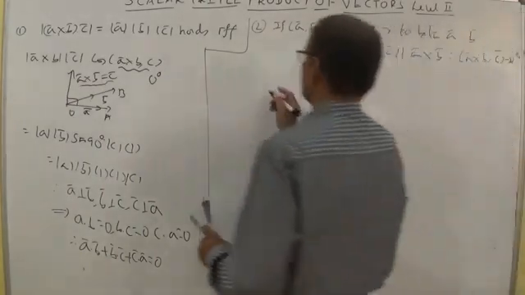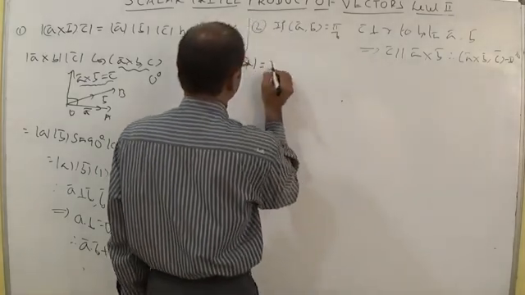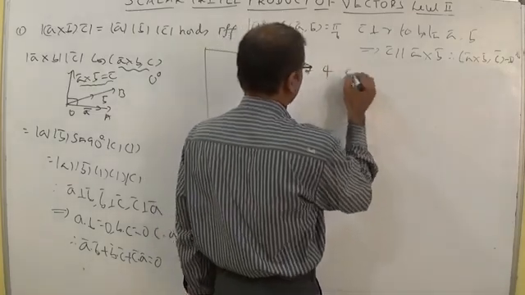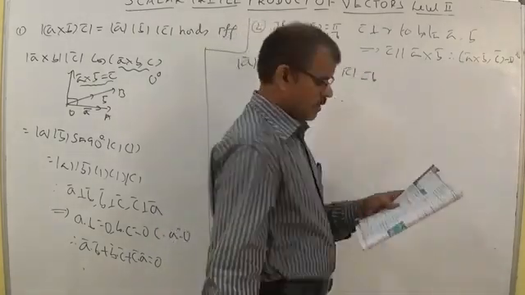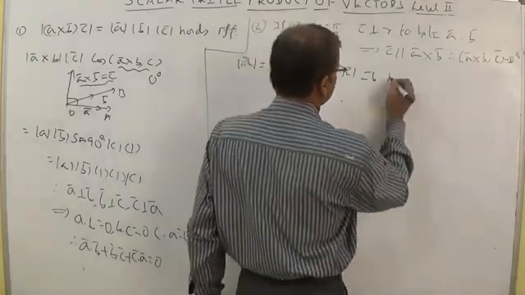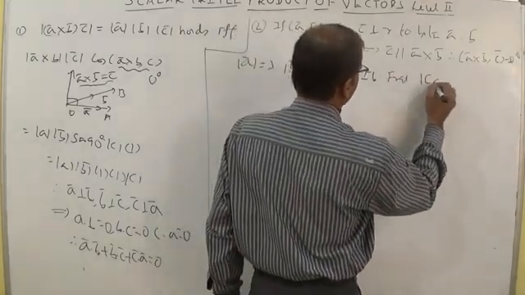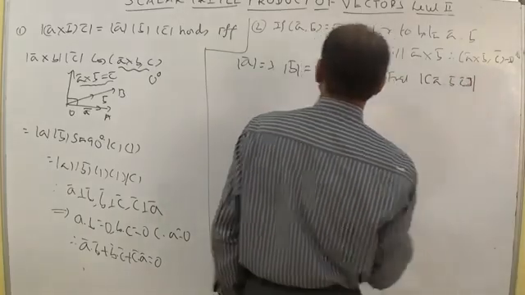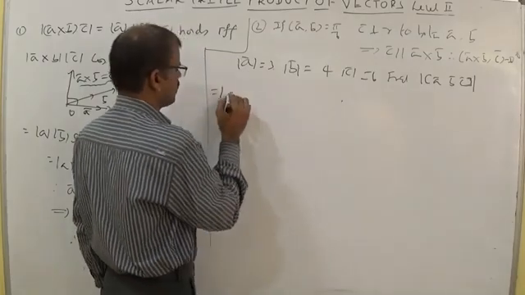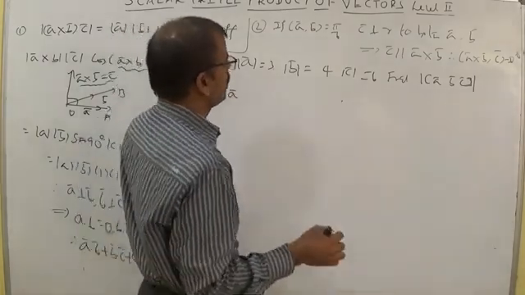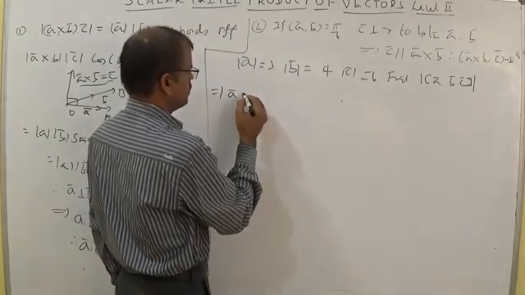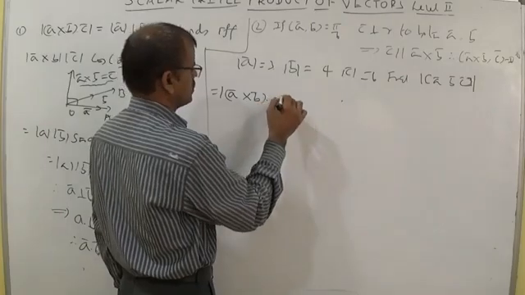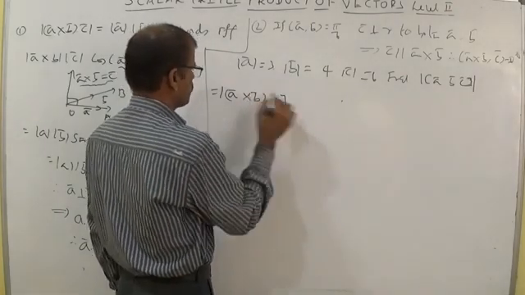Perpendicular to both. And the data given is modulus A is equal to 3, modulus B is equal to 4, modulus C is equal to 6. We should calculate the value of modulus of box ABC. Now we can write modulus of box ABC, with the given angle between A and B, as A bar cross B bar dot C bar.